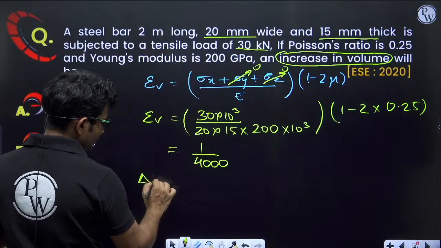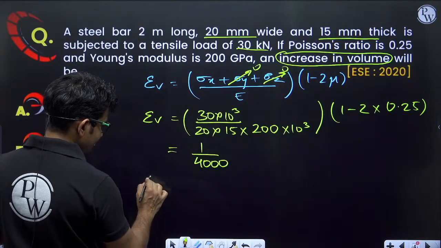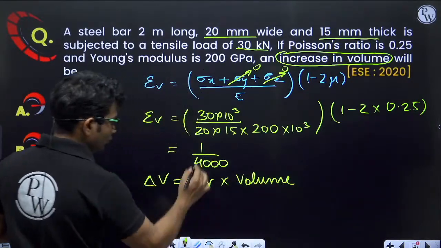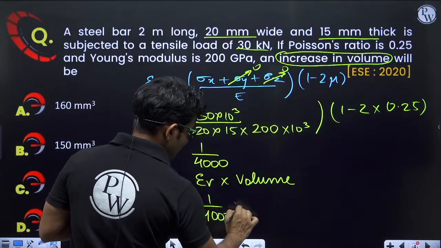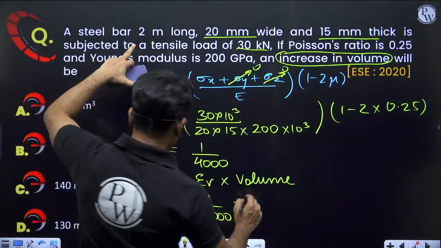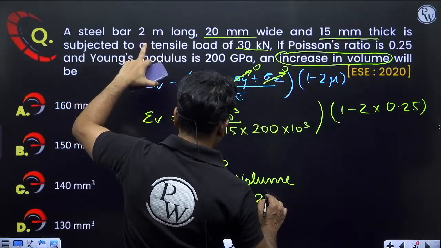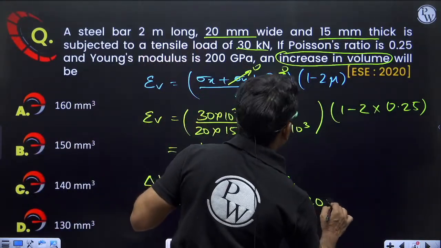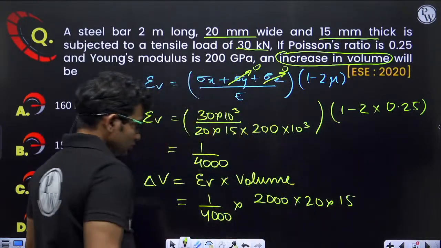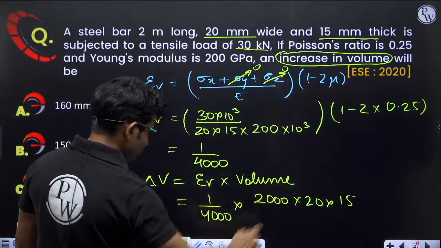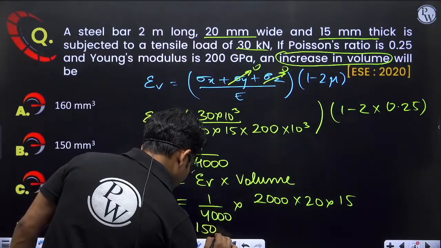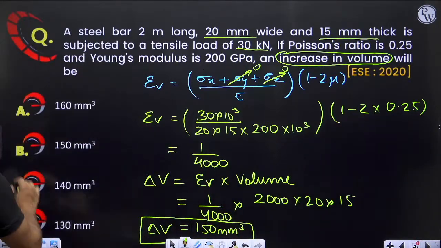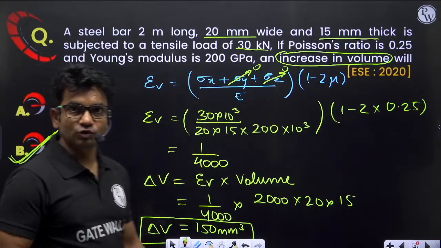So what will be the change in volume? Change in volume will be equal to volumetric strain into volume. Volumetric strain is 1 by 4000. What is the volume? Volume will be length into area. So 2 meter, let us convert into mm, so 2000 into 20 into 15. So 10 into 15, it will be 150 mm cube. This is the change in volume. So for change in volume, option B, 150 mm cube, is the answer.